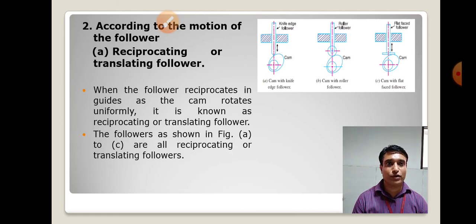When the follower reciprocates in guides as the cam rotates uniformly, where the uniform rotation of the cam is very important in this case, it is known as a reciprocating or translating follower. We can see this kind of follower in figure A. The followers shown in the figures are reciprocating or translating followers.